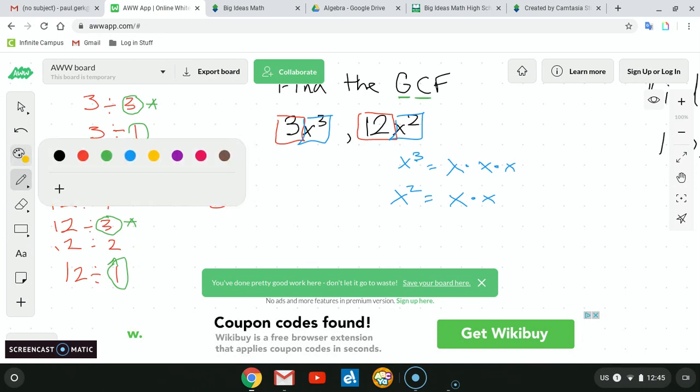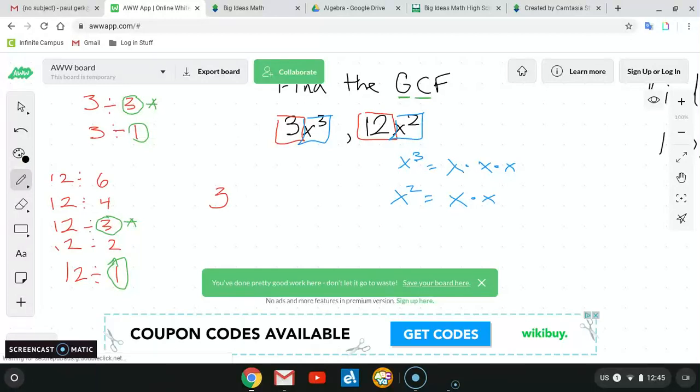What I mean by pair them up is how many pairs of x's do I have? From top and bottom, they share one pair. And they share another pair. This guy's all by himself, he does not have a pair here. There's no x here. So we've got 2 pairs. That means our GCF of our variables is x to the second.